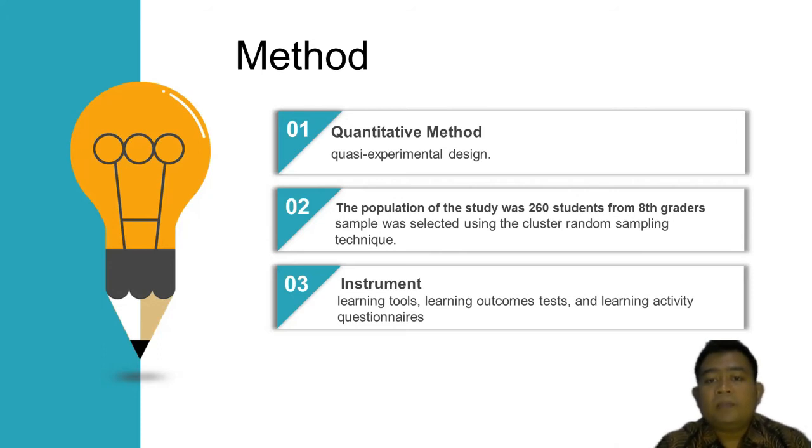In this case, treatment refers to application of the number head together learning model in the experimental class and the application of the think pair share learning model in the control class. Both classes received treatment for 3 face-to-face meetings. The questionnaire data obtained were then analyzed to determine the level of student learning activeness. The level of student learning activeness is grouped into 3 categories which refer to the interpretation using a reference norm involving the mean and standard deviation.